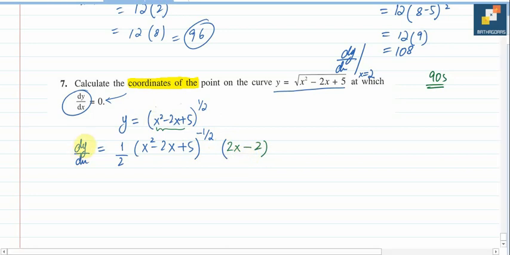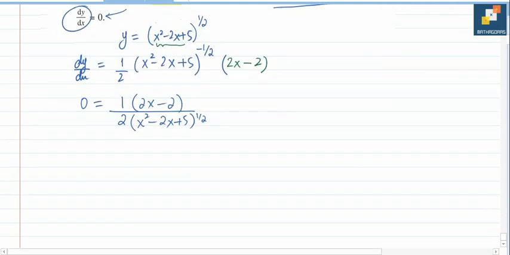Now it says that the value of dy by dx is 0, so 0 equals 1 upon 2. The power we have is minus 1 upon 2. When I shift it to the denominator, it's x square minus 2x plus 5 with the power of 1 upon 2, and in the numerator we have 2x minus 2. So far so good. Now if I shift the denominator to the left side, 0 multiplied by the denominator makes it 0. So 0 equals 2x minus 2, 2x equals 2, and x is equal to 1.